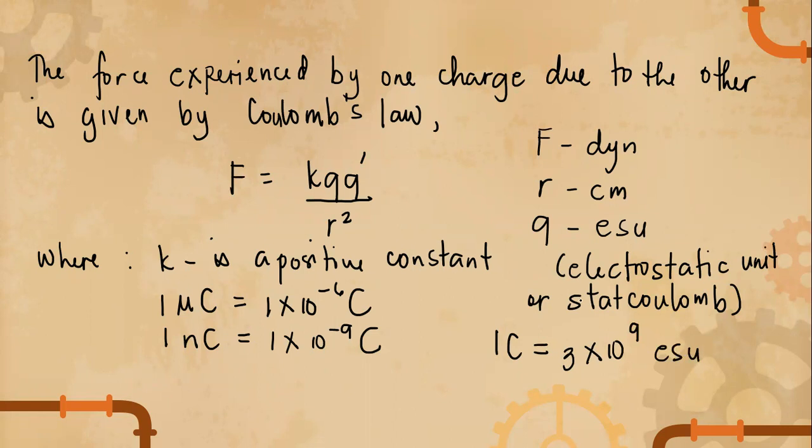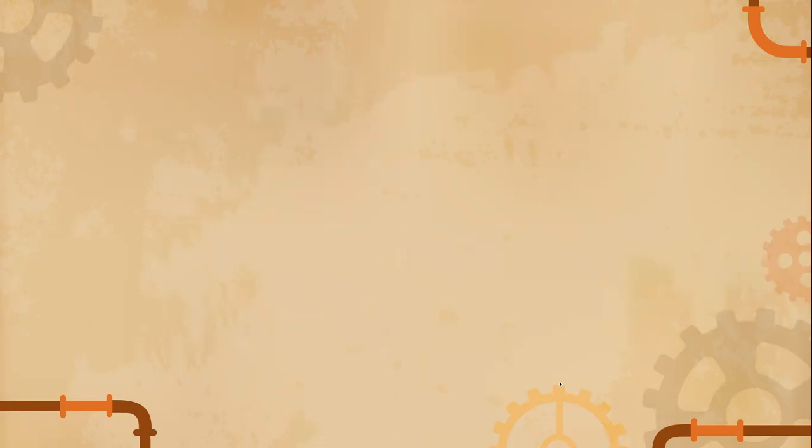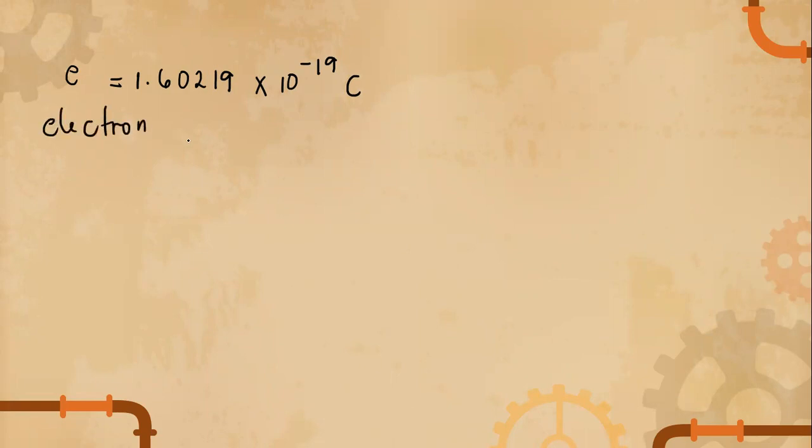Okay. And then the fundamental smallest charge found in nature is denoted by E. The value of this one is 1.60219 times 10 to the negative 19 coulomb. All other charges are integer multiples of E. The electron has a charge of negative E, while the proton charge is positive E.